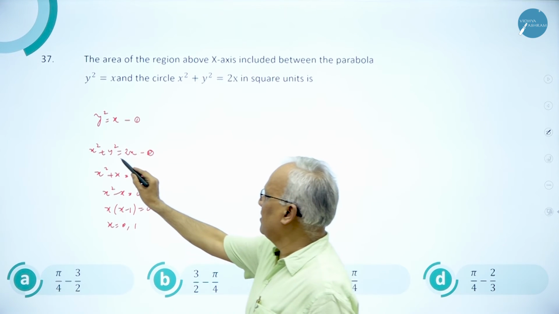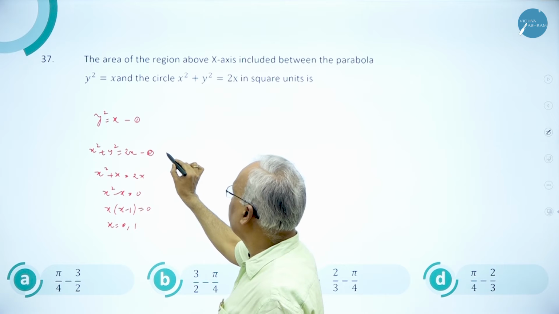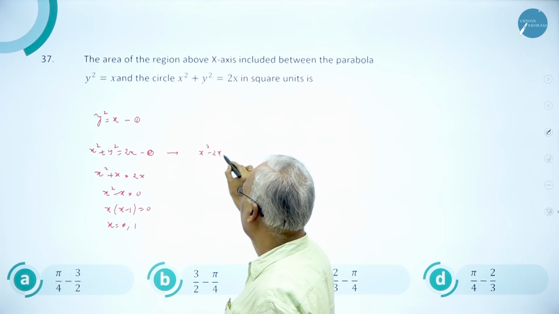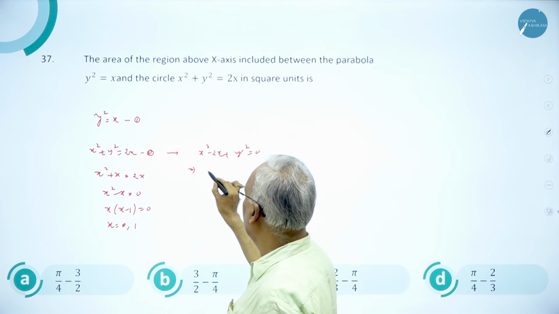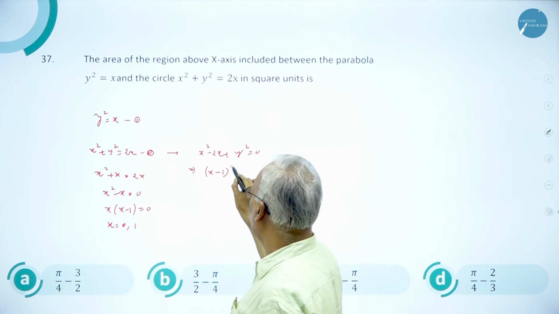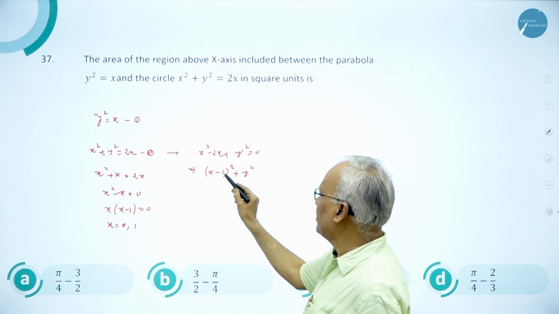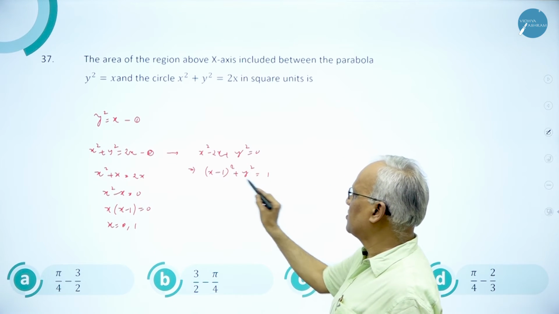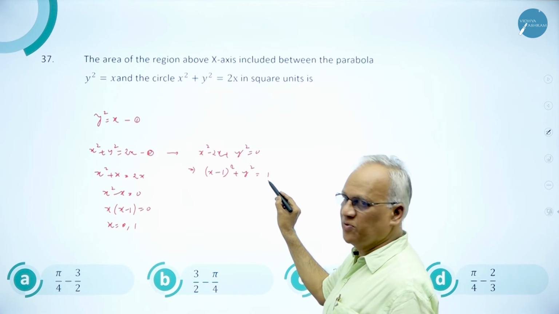Now this is a circle not centered at origin. So I bring this to standard form, x squared minus 2x plus y squared equal to 0, which can be written as x minus 1 whole squared plus y squared. I have x squared minus 2x plus one extra term, I add 1 to the right hand side also. So this is a circle centered at 1 comma 0 and radius 1.